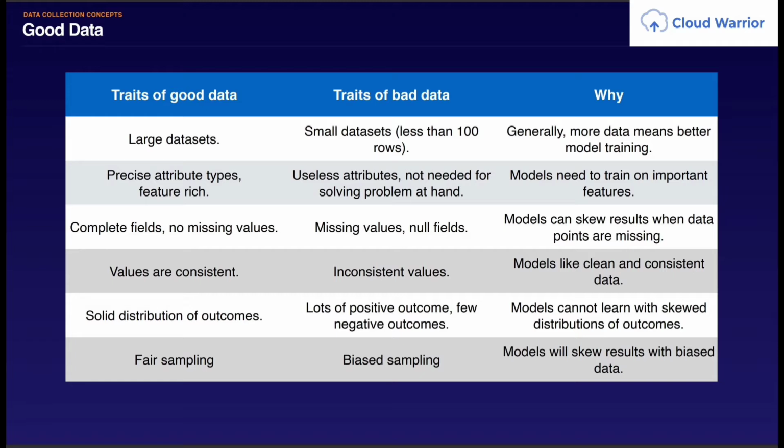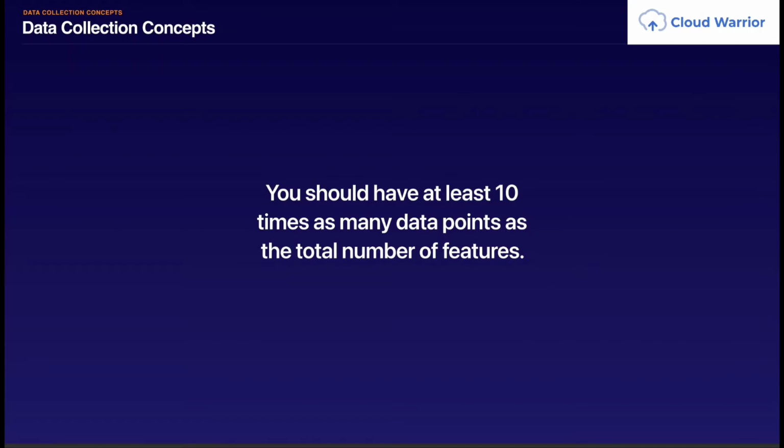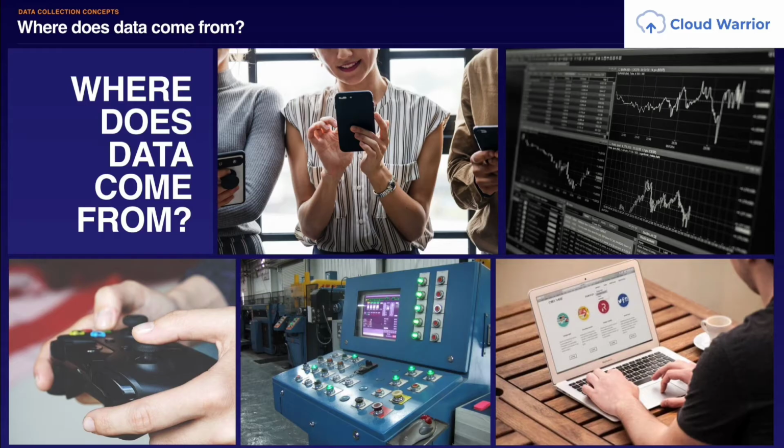Now, you might be asking the question, well, how much data do I actually need? Well, it really just depends on the problem that you are trying to solve. But generally, you should have at least 10 times as many data points as the total number of features. Now, this is just a general rule of thumb, and we could always add more data or take a smaller sample of our data. So, where does data come from?